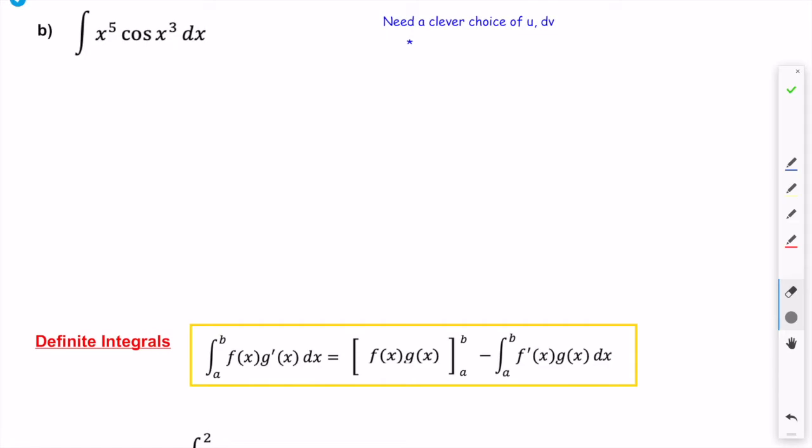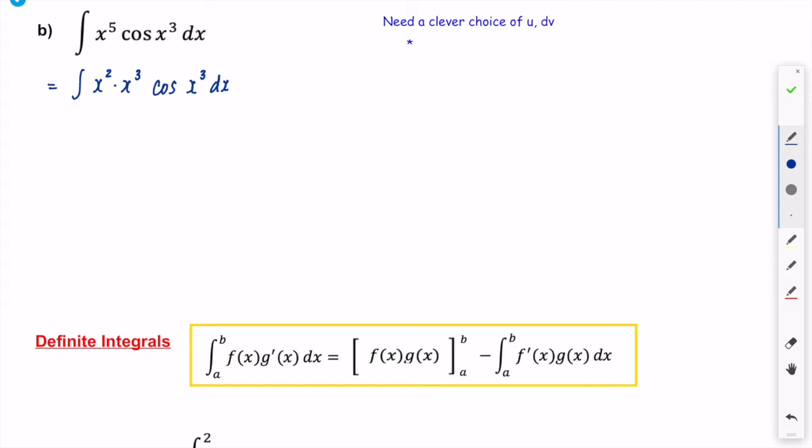Example B. We're going to integrate x to the power of 5 cosine x cubed dx. Here we notice that the cosine angle is x cubed. It doesn't match with x to the power of 5. It may be a good idea to split up the power of 5 into x squared times x cubed, and then cosine x cubed for the angles to match. That could be a strategy, okay?